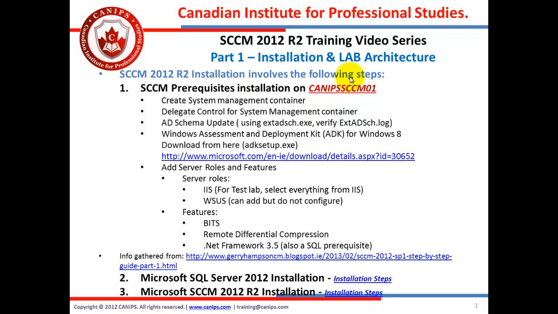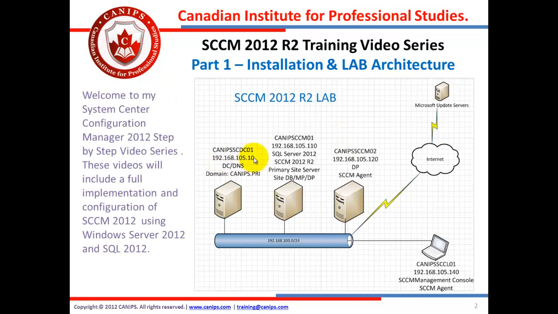Now, the prerequisites for SCCM are as follows. For the SCCM prerequisite installation, we'll be installing SCCM on this machine, obviously. Once your Active Directory is ready and all these machines are part of Active Directory, then we'll start the prerequisites installation on this machine.